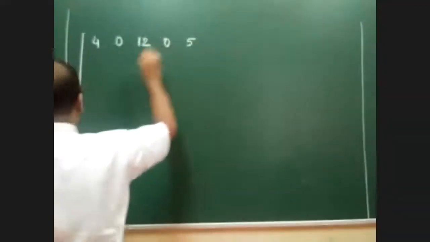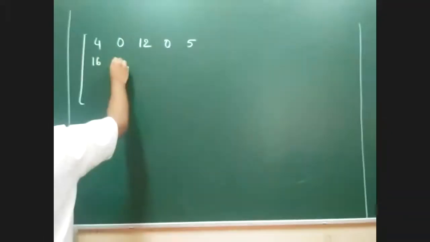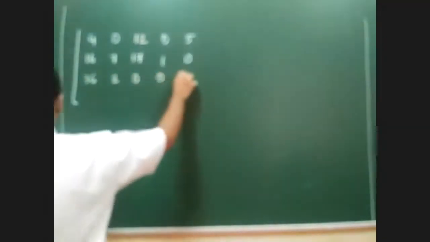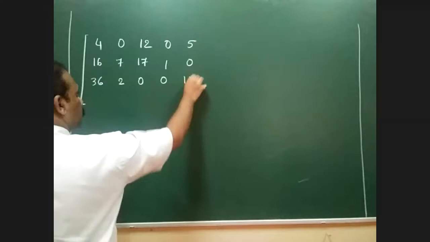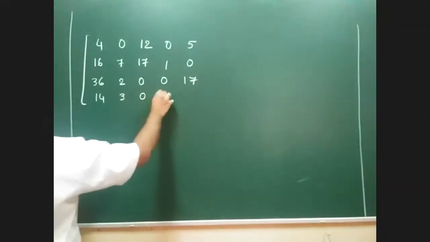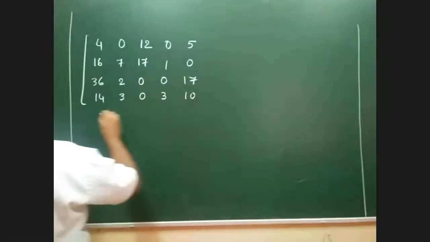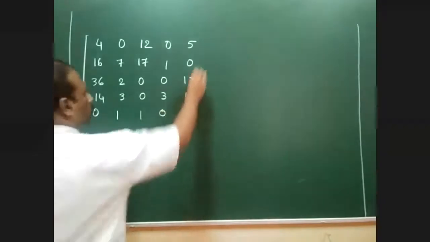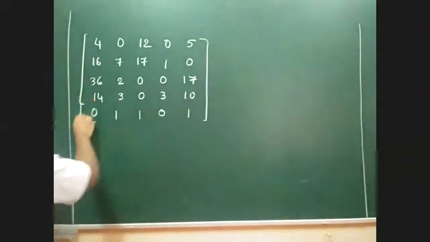So 4, 0, 12, 0, 5, 16, 7, 17, 1, 0, 36, 2, 0, 0, 17. Then we have 14, 3, 0, 3, and 10, 0, 1, 1, 0, 1. Okay, now this is the matrix.